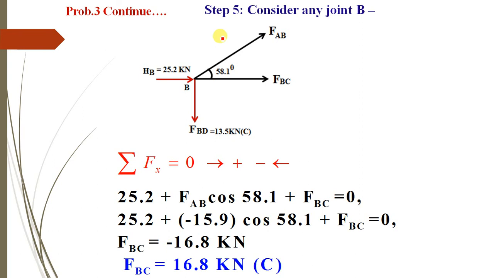Then consider the next joint, joint B. Again joint B we have to consider. Then apply the summation of F of x. Now if you have 25.2, F of AB cos of 58.1, resolve this force into its two components. This F of AB cos of 58.1 plus F of BC is equal to 0. Substitute that value, you will get the value of F of BC. It indicates the minus, so assumed direction of F of BC is not in this direction, it is in this direction, it is compressive. So F of BC is compressive.